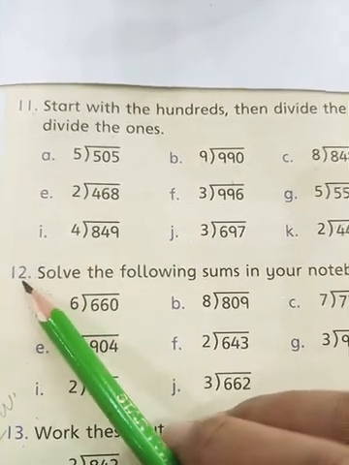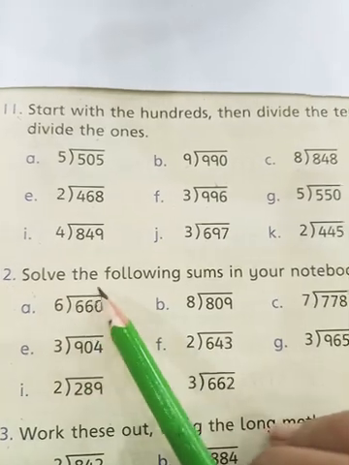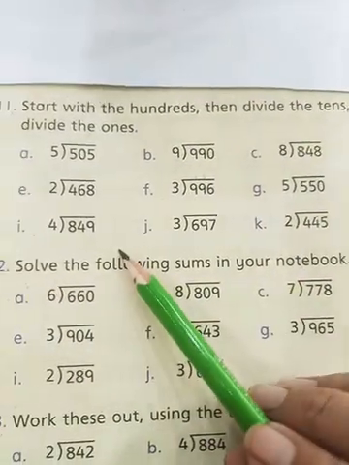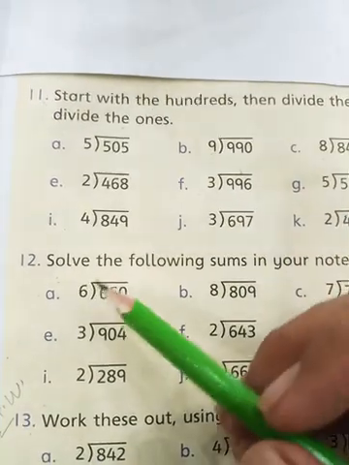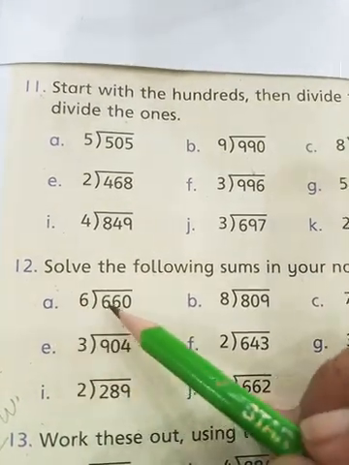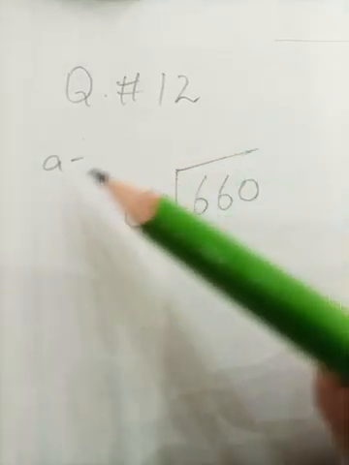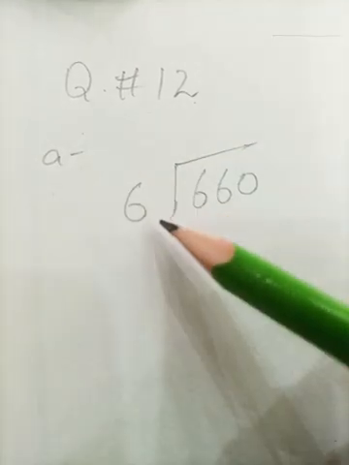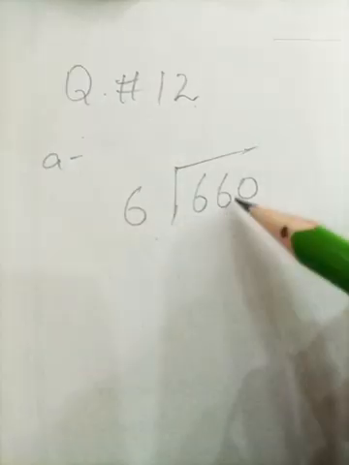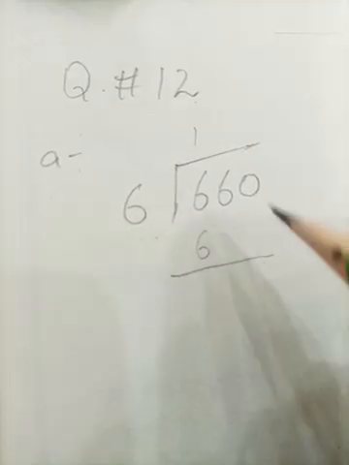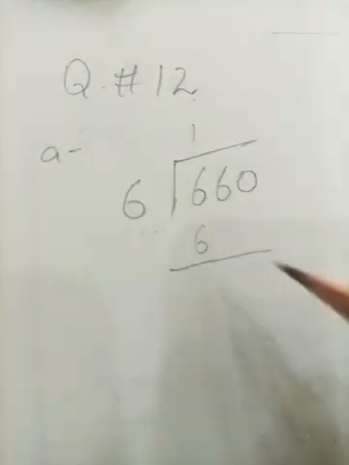So students, I am reading the statement of question number 12. Solve the following sums in your notebook. You are going to solve these in your notebook as I am doing. So students, first is 660 being divided by 6. Now look at this question number 12 part A. So students, I am going to divide it. 6 ones are 6. Next step is subtraction. 6 minus 6, that is 0.